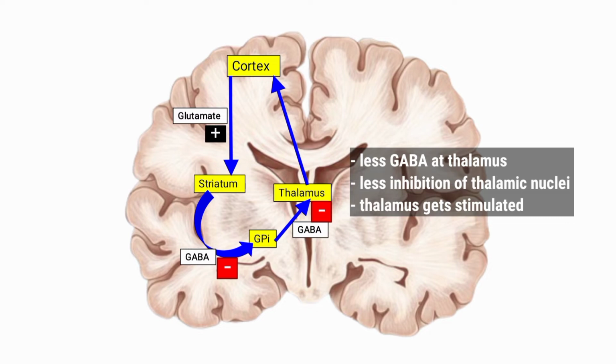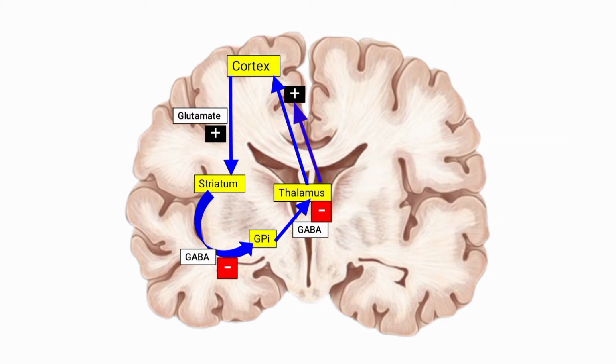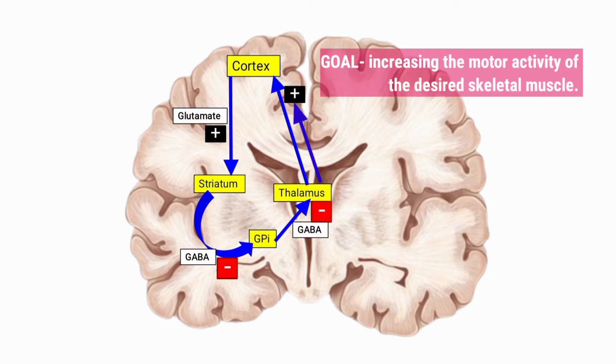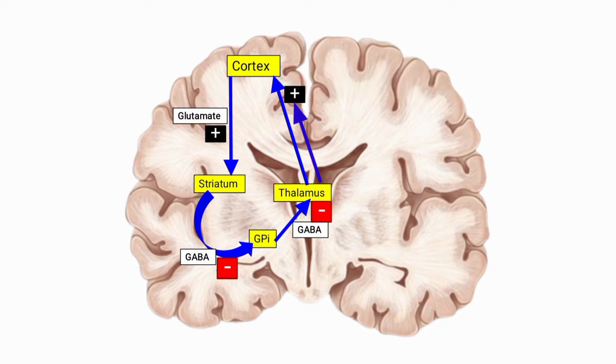And if they are stimulated, they are going to send action potential to the motor cortex, which will complete the goal of increasing the motor activity of the desired skeletal muscle. And this is how the direct pathway works. That is what I want you guys to remember about the direct pathway.